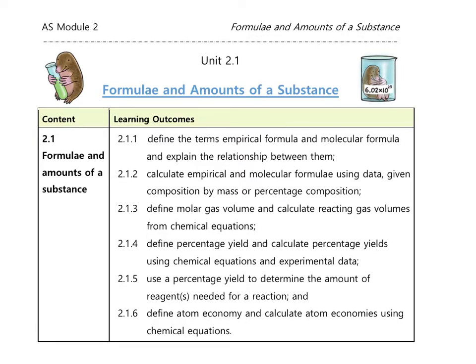So this is Unit 2.1, Formulae and Amounts of Substance, and in this topic we are going to be covering empirical and molecular formula. We're going to look at molar gas volume calculations, percentage yield, and atom economy. So today in this video we're going to look at points 2.1.1 and 2.1.2, so looking at the relationship between empirical and molecular formula and then calculating empirical formula.